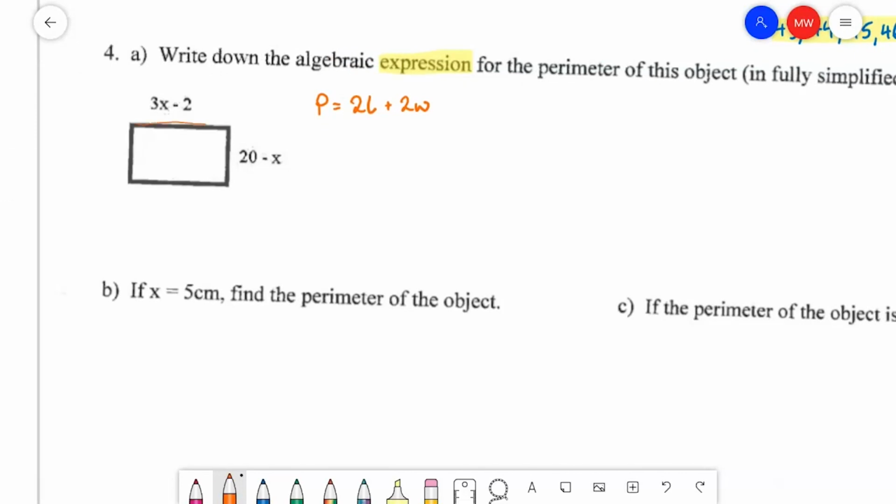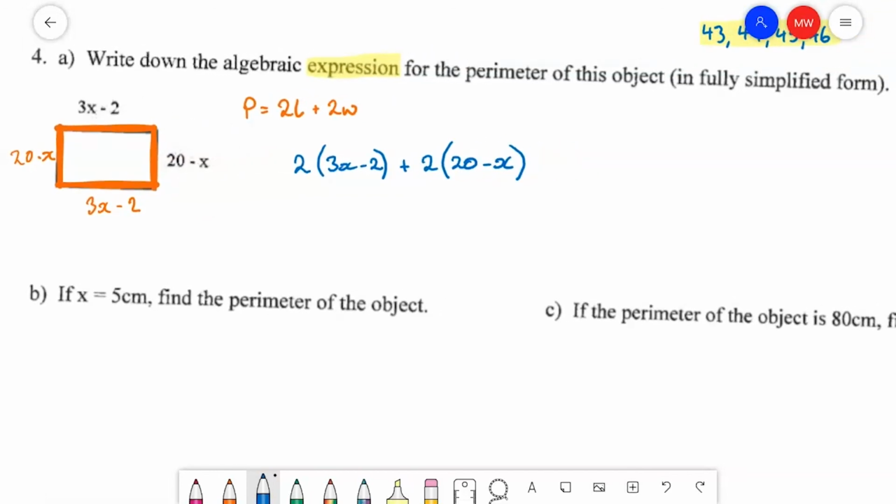If you don't remember that, it's no big deal. Remember, the perimeter is just the distance around a shape, okay? So you have to remember that this side is also 3x minus 2, and that this side is also 20 minus x. I'll use the formula. I'm going to ditch the P equals bit though, because I only need an expression. So it's going to be twice the length, and I'll call 3x minus 2 the length. And I'll say twice the width, and I'm going to call the width the other dimension, which is 20 minus x. And be careful, it tells me that it has to be in fully simplified form, unlike the question before this. So I need to expand and collect like terms.